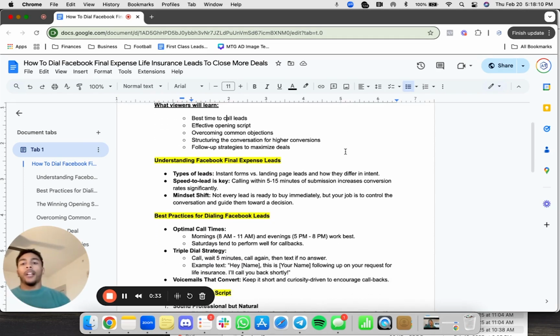Okay, now, first thing I want to talk about is the type of leads. It's very important before you have success that you understand exactly what is going on. So there are two types of leads. One is what's called instant forms. The other is called a landing page. Let me explain how they differ.